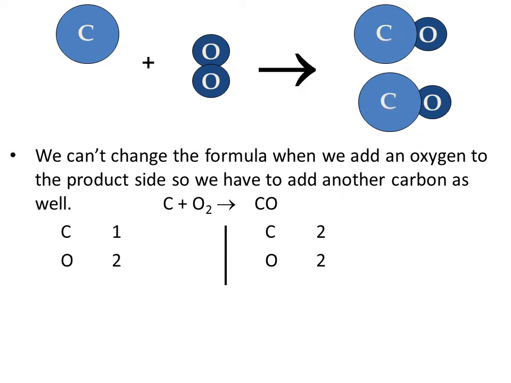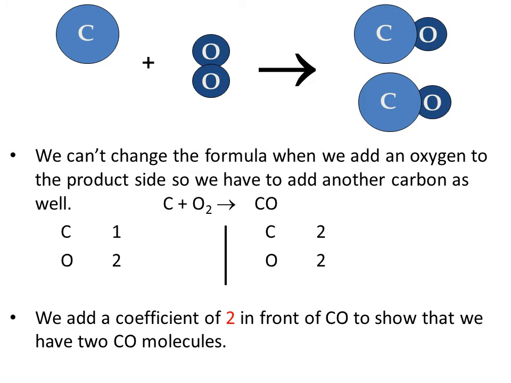We have 2 carbon atoms as well as our 2 oxygen atoms. So if we reassess, our oxygens are balanced. We have 2 oxygens on the reactant side and 2 oxygens on the product side. But our carbons are not balanced anymore. We only have 1 carbon over here, and we have 2 carbons over here.